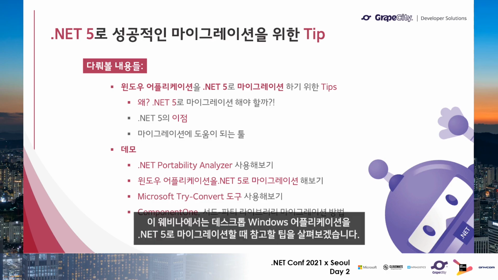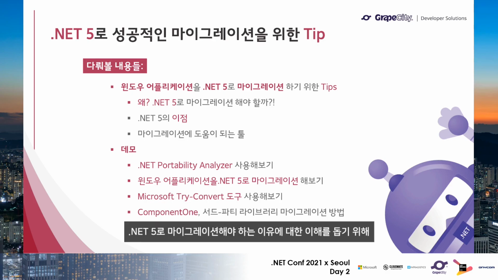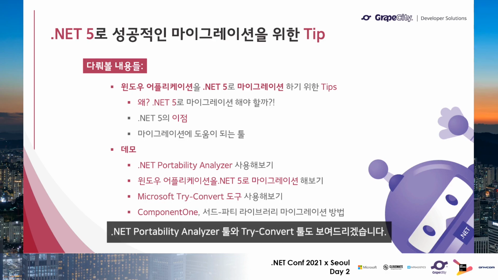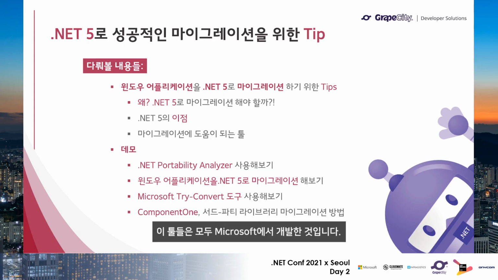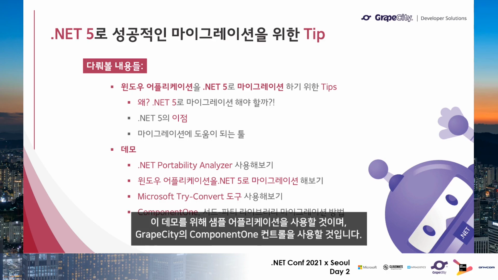In this webinar, we will look at tips to migrate a desktop Windows application to .NET 5. To better understand why you would want to migrate to .NET 5, I will first give a brief overview and benefits of the platform. I will also demonstrate the process of migrating using a couple different tools. I will show the .NET Portability Analyzer tool as well as the Try Convert tools, both of which are developed by Microsoft. For my demonstration, I will use sample applications that use ComponentOne controls from GrapeCity.